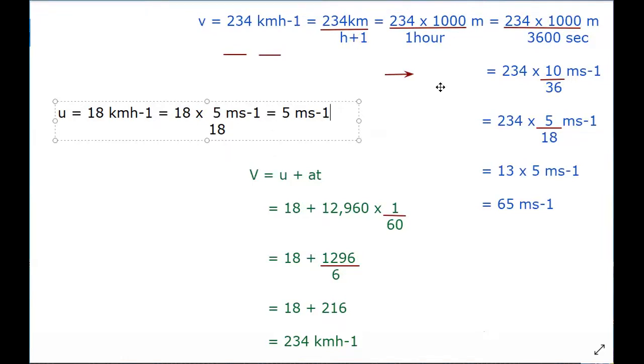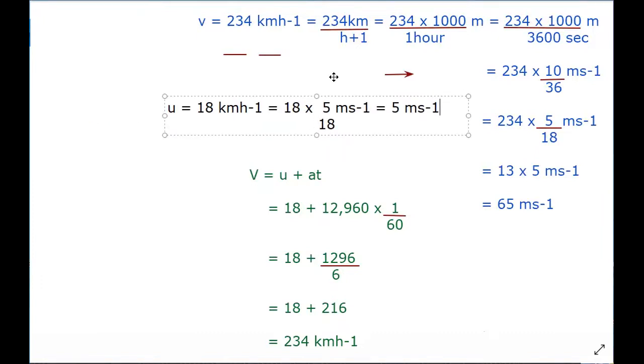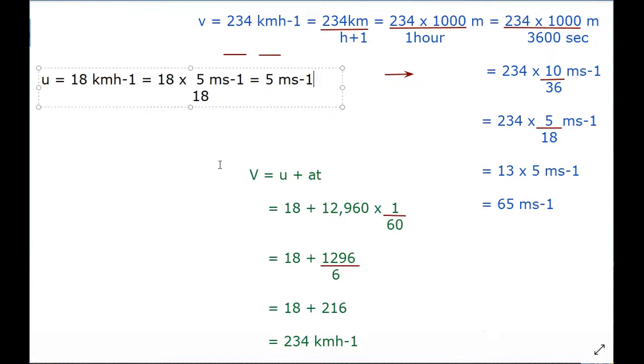Yes, sir. So we know the initial velocity, we know the final velocity in meter per second. Write them all here. Please write this one also. Whenever they ask you to convert a kilometer per hour velocity to meter per second, just multiply it by 5 by 18.